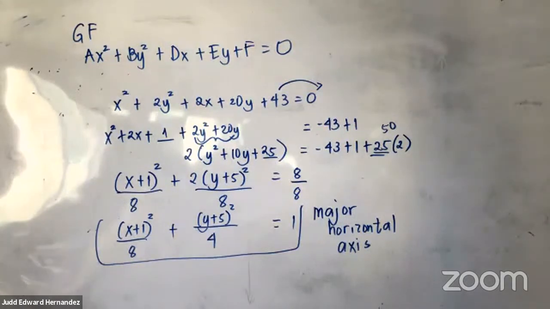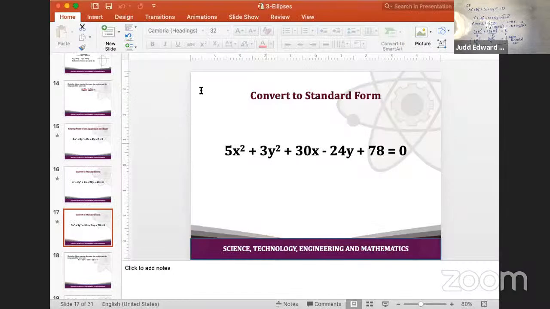Could you please try answering this one? Paki-try naman na answeran to. 5x squared plus 3y squared plus 30x minus 24y plus 78 is equal to 0.